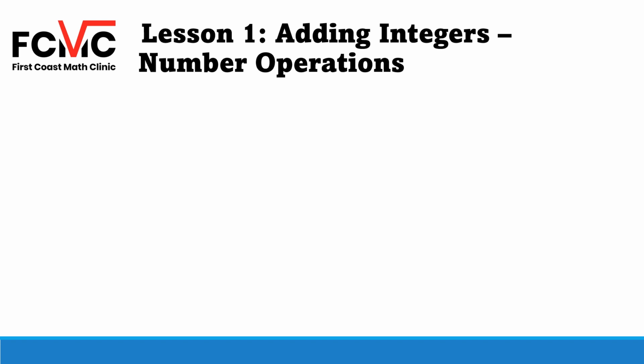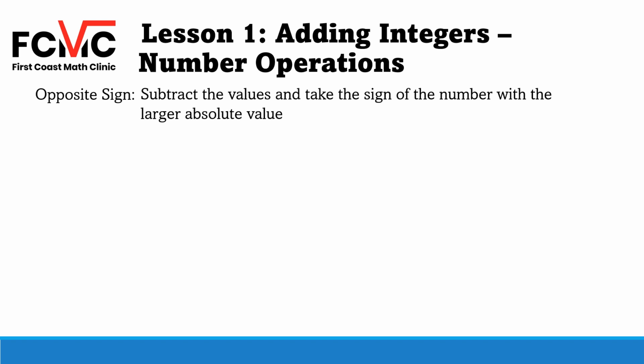All right, so our second type of example is when we have opposite signs. If we have opposite signs, it's going to be a little bit more complex. We're going to have to subtract our values, then take the sign of the number with the larger absolute value. I have another video on absolute value, so there's a link for that coming up right now if you want to check it out as a quick review, but we'll go through that also. So we're going to do two things: subtract our values and take the sign of the number with the larger absolute value.